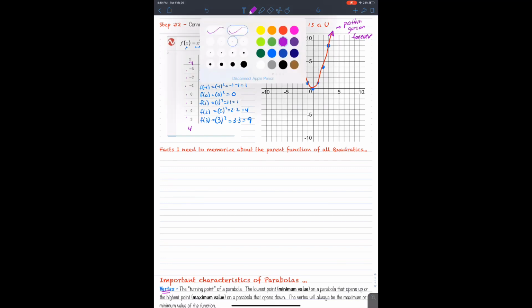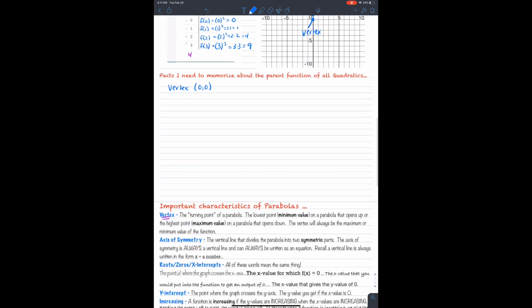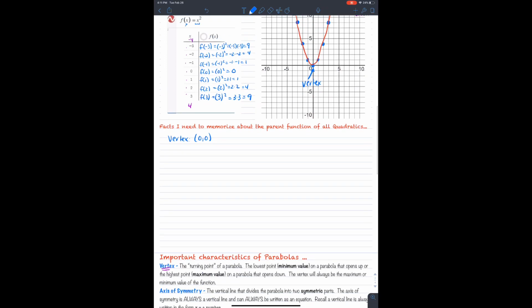So if we go to our parent function, the first thing we need to identify is where the vertex is. The vertex is that turning point. I can see right there, that's the lowest point of this parabola. So the vertex of the parent graph is at 0, 0. And as it says here, it could be the minimum or the maximum. Well, that's the lowest point, so we're going to say this is a minimum value.